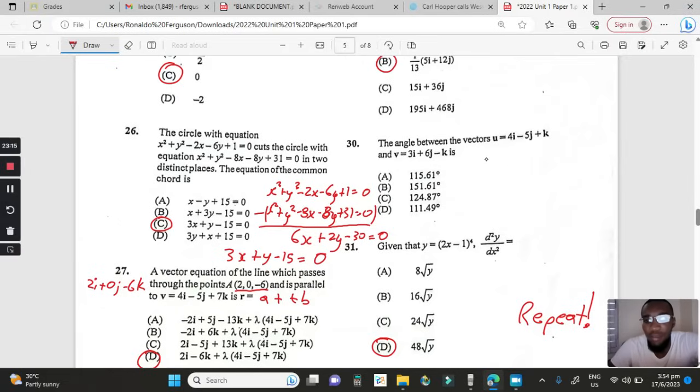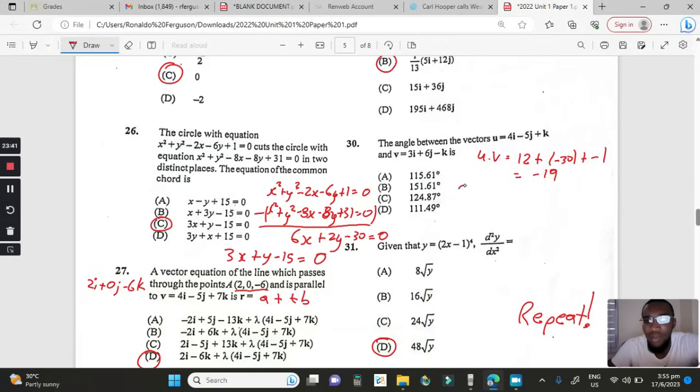To find the angle between two vectors, first you need the dot product. So u dot v would be 4 times 3 is 12, plus negative 5 times 6 is minus 30, plus 1 times minus 1 is minus 1. Work that out. That is 12 minus 30 minus 1. I think that's negative 19.